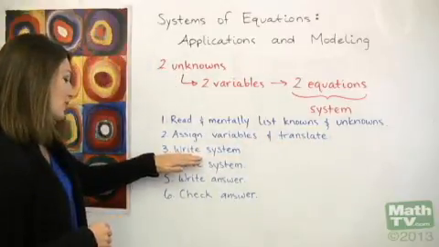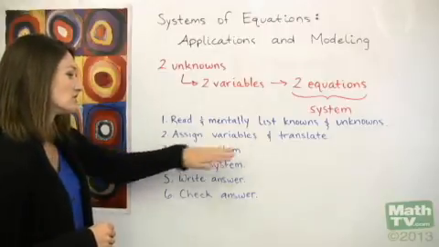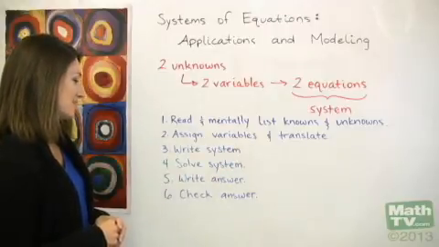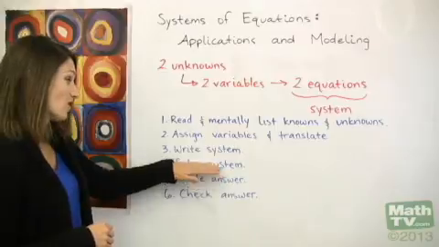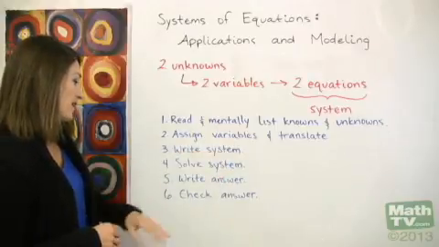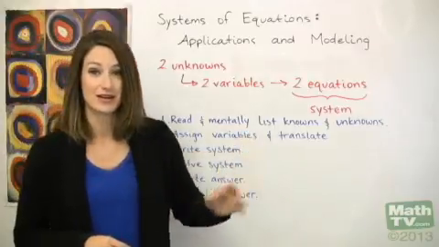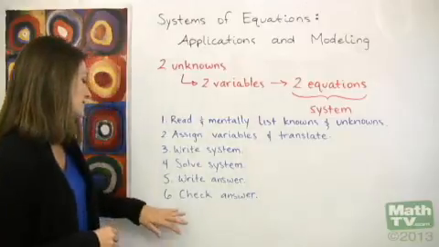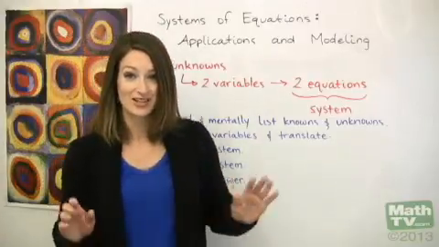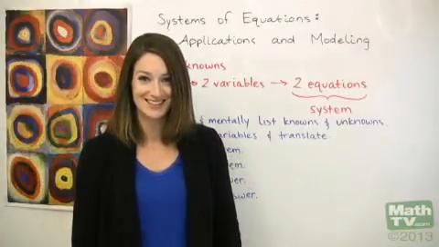The third step is to write a system of equations using the variables you assigned in step 2. Step 4 is to solve this system from step 3. Step 5 is to write your answer in complete sentences. And step 6 is to check your solution. So let's try a couple examples.